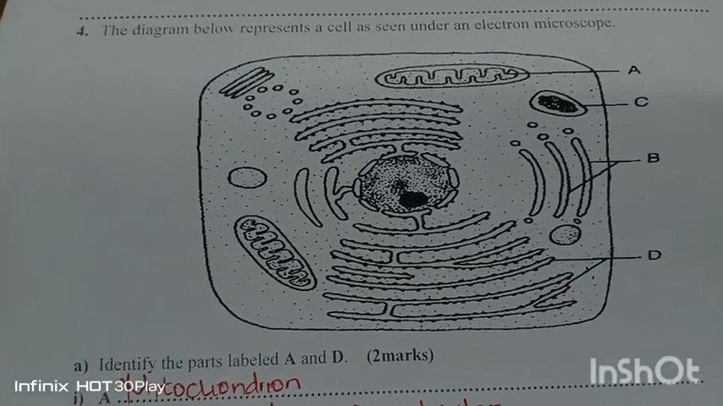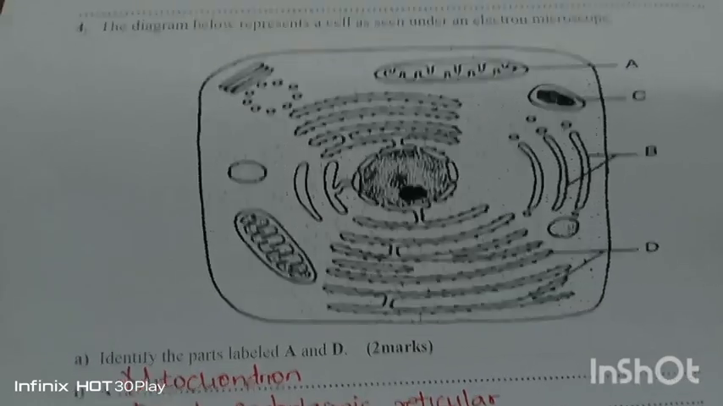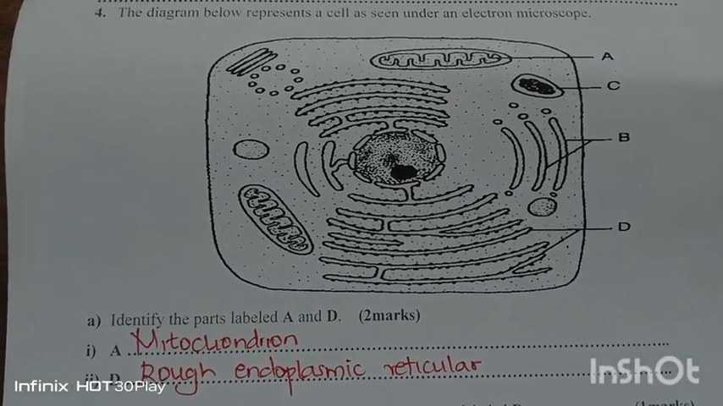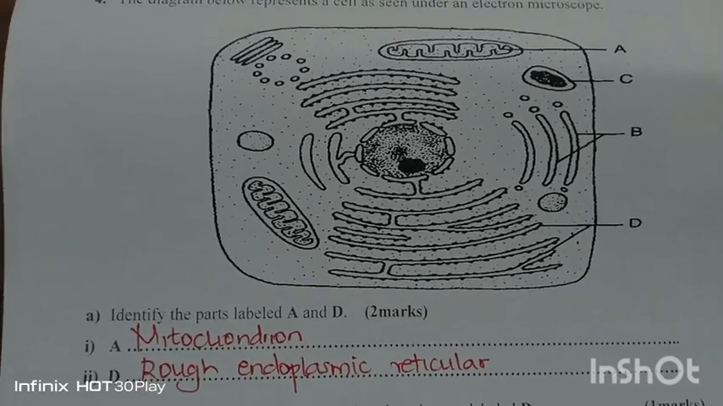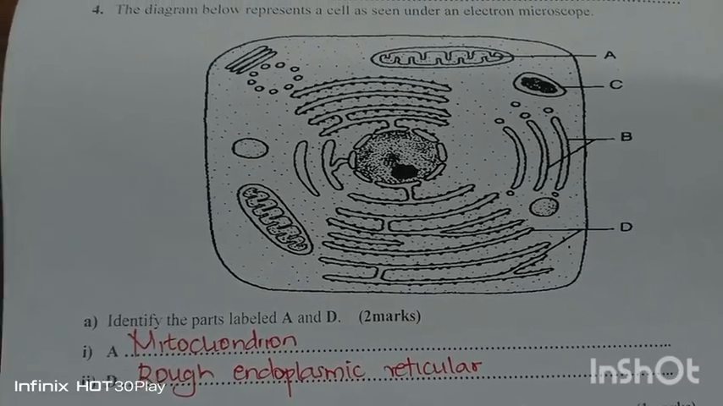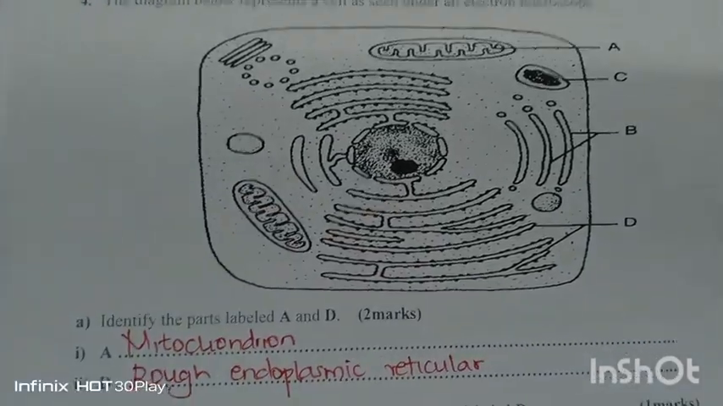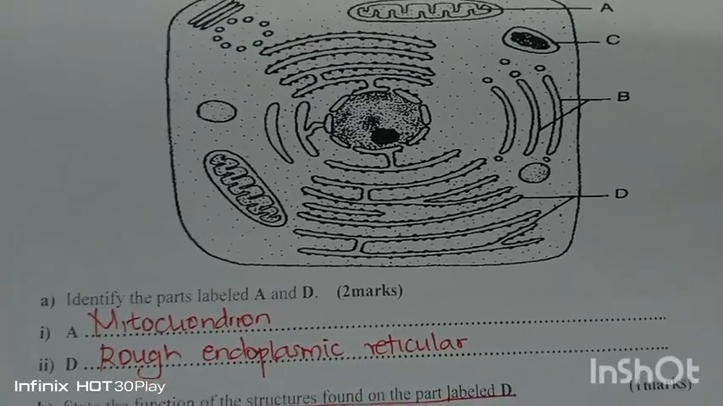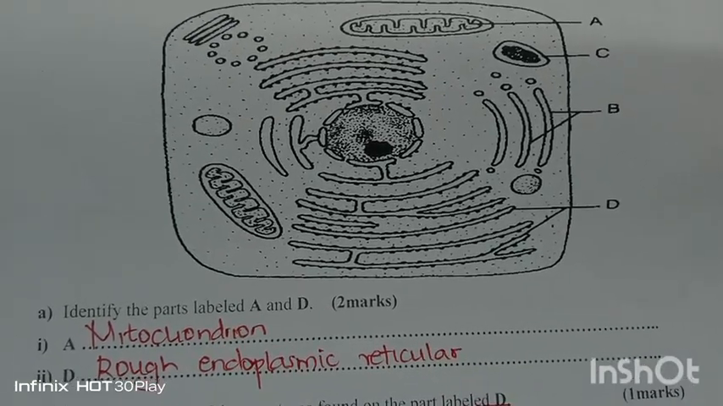You have the diagram representing a cell as seen under an electron microscope. So you are told to name part A and D. Part A represents mitochondrion. It is one mitochondrion. Part D, you can see it is showing 2 endoplasmic reticulum. So you say in plural, rough endoplasmic reticula.